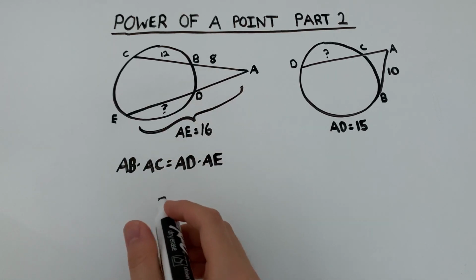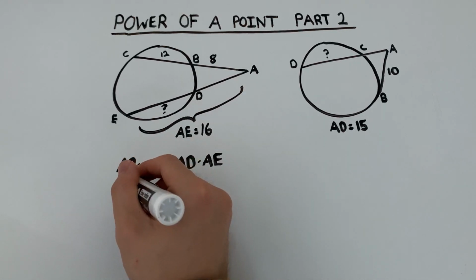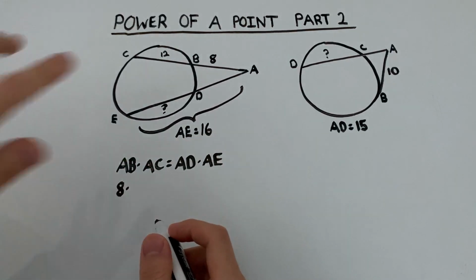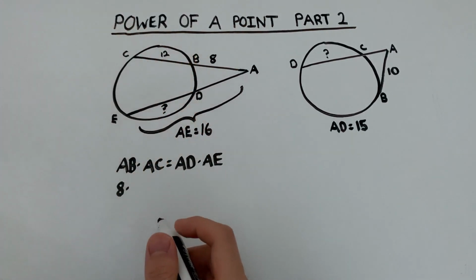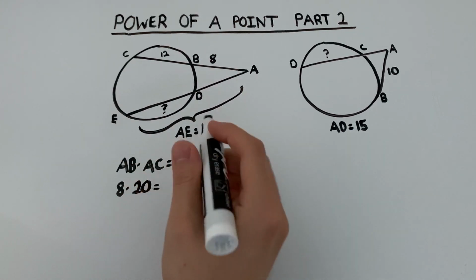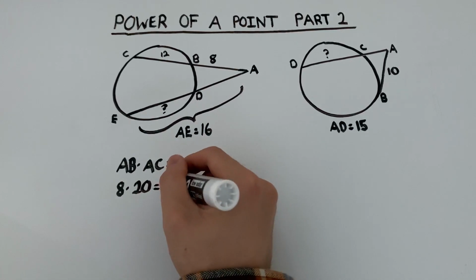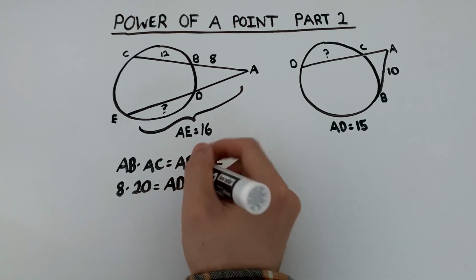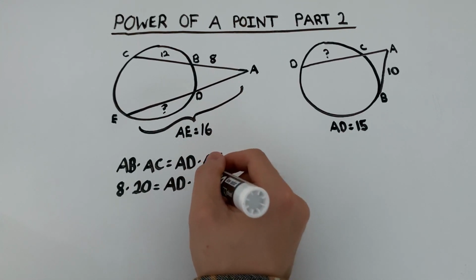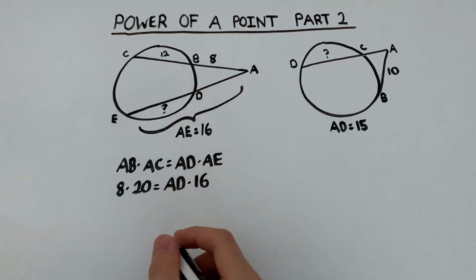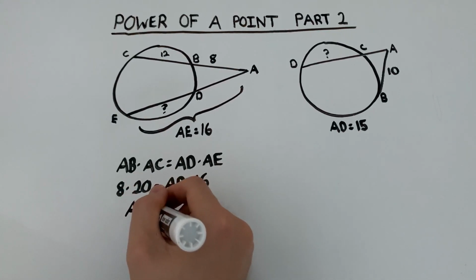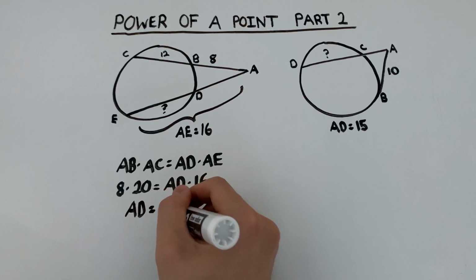Let's fill in what we know. AB is 8. AC is going to be 8 plus 12, which is 20. AD is unknown, but we do know AE. We're given that it's 16. So then we can find AD is equal to 10.